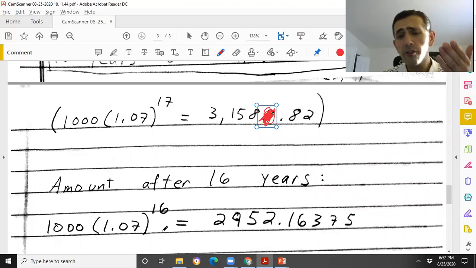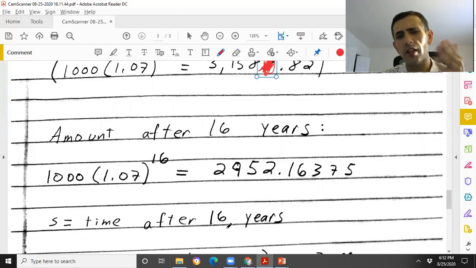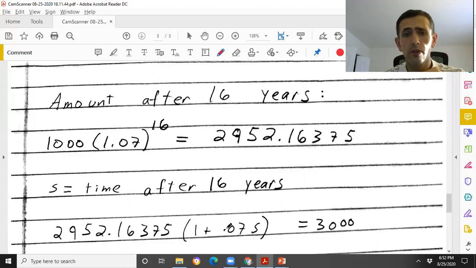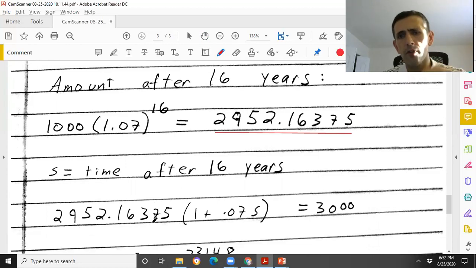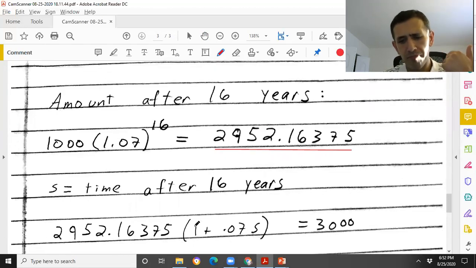And after 16 years, how much do we have? Well, just 1,000 times 1.07 to the 16 is $2,952 and roughly 16 cents. So let's say S is the time in years after 16 years. So after 16 years, this is exactly how much we have. That sits in this account and earns 7% simple interest for S years. So we just solve for S, just plug into the formula for simple interest, and we're treating this as if this is kind of our initial deposit, so to speak.